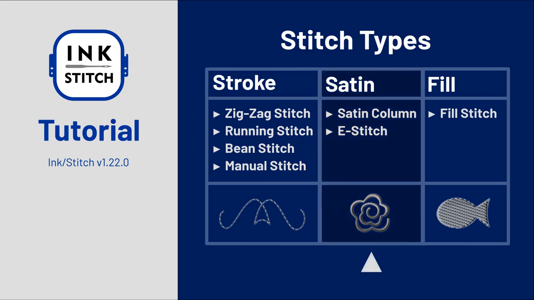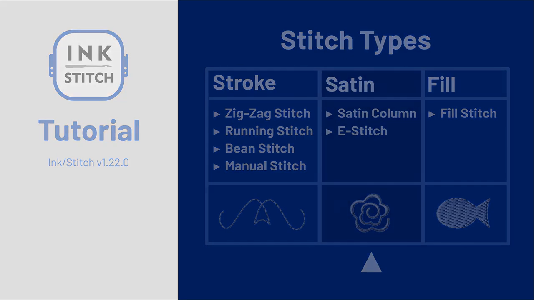This is the tutorial about satin columns. Satin stitch is mostly used for borders, letters, or small fill areas. Ink Stitch will draw zigzags back and forth between two lines while you can vary the thickness of the column as you like.